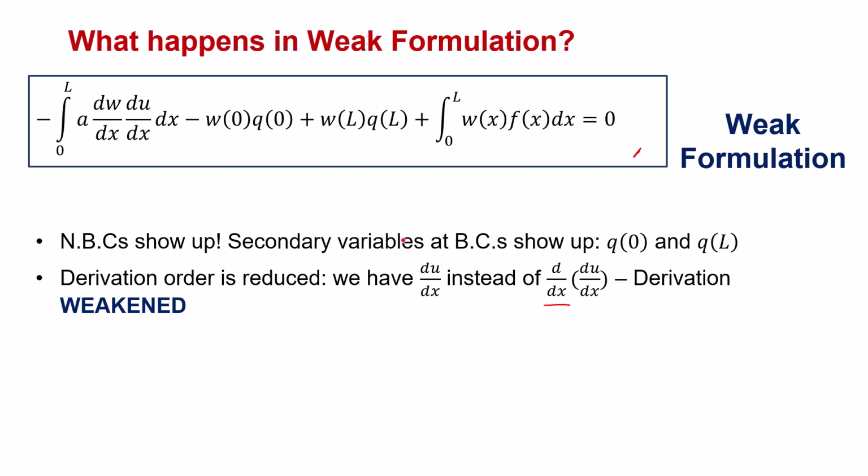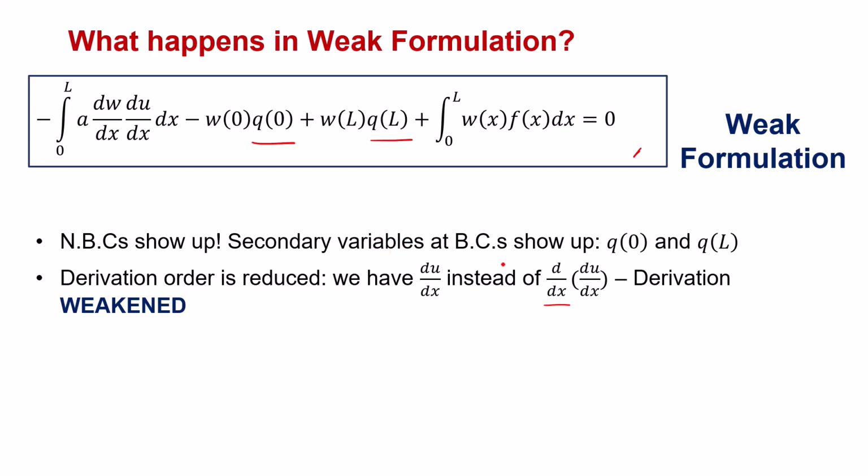So what really happens when we move from the strong form to the weak formulation? First, the natural boundary conditions automatically appear in the equation. That is why we see the secondary variables q0 and qL showing up at the boundaries. This is an important feature because it connects the mathematical formulation directly to the physical boundary conditions of the problem.